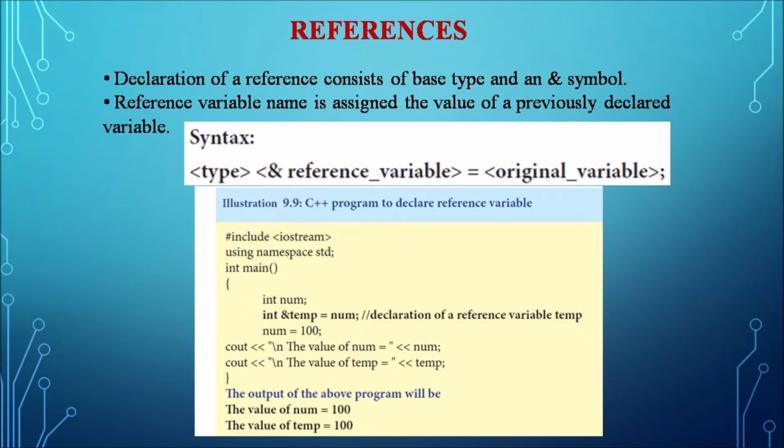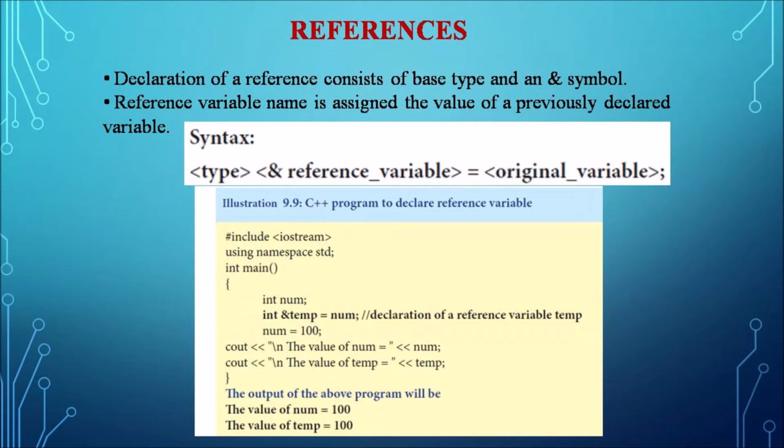Say for example, int a is equal to 100. The variable a is already declared. Now we are going to declare an alternate name, that is an alias name, for the particular variable a. For that purpose, this reference concept is introduced. The declaration of a reference consists of the base type and an ampersand symbol. These are the two common things needed for declaring the reference.